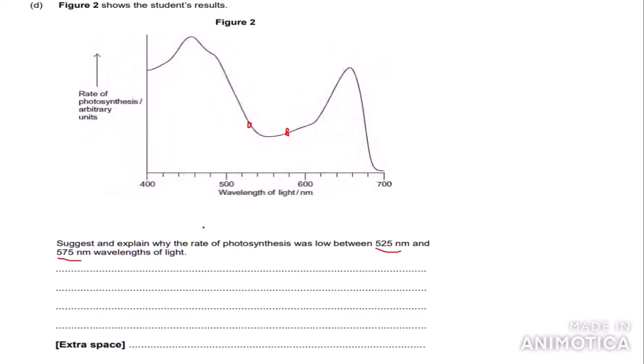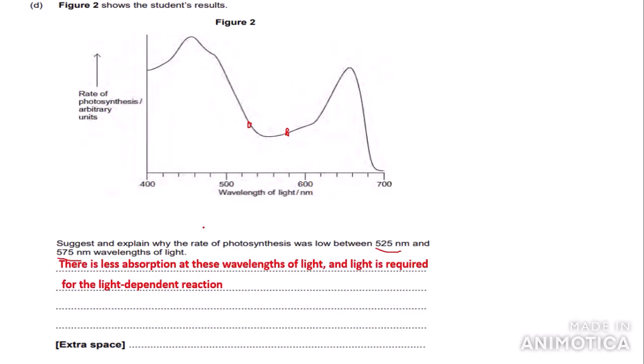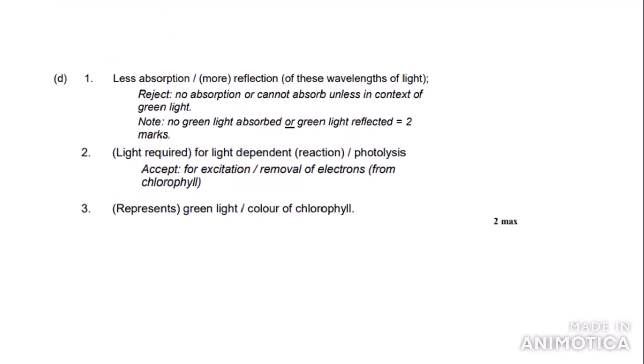So as they are measuring the effect of the wavelength, you can say that there is less absorption at these wavelengths of light, because if the chloroplast doesn't absorb the wavelengths of light, then obviously the excitation of electrons and photolysis of water cannot occur. Or you can say that the wavelengths are reflected more. And obviously light is required for the light-dependent reaction. So if we look at the mark scheme, so less absorption or more reflection of these wavelengths of light, so we would get that mark.